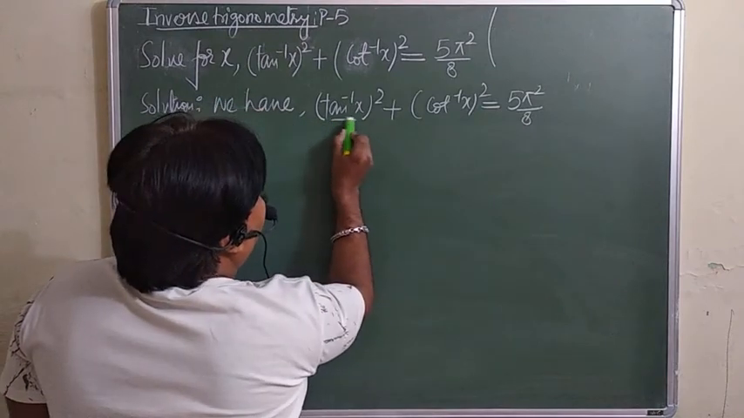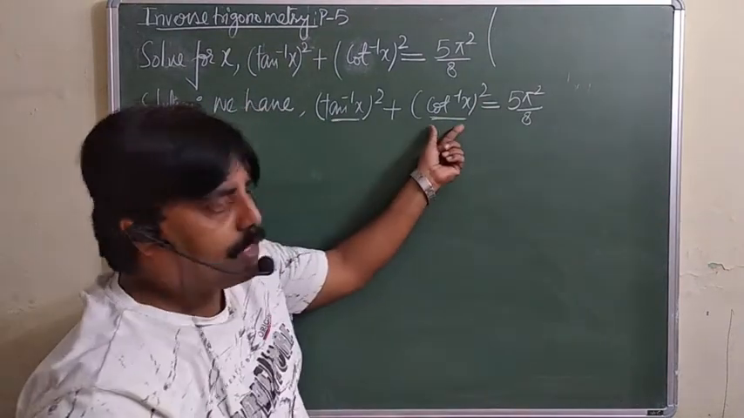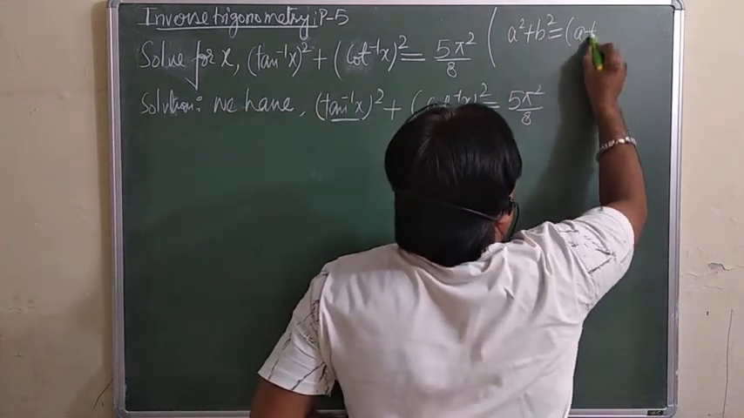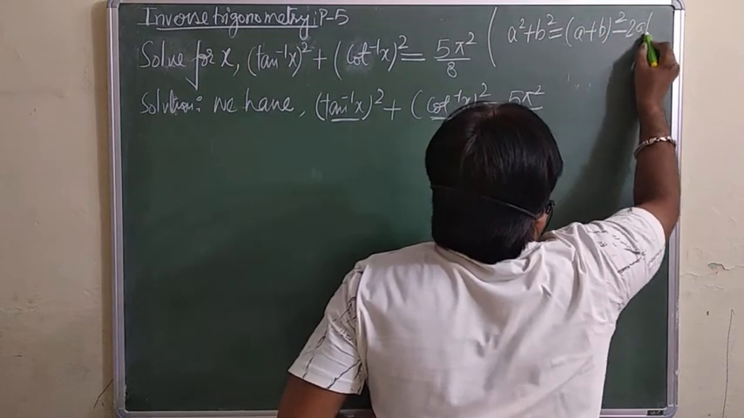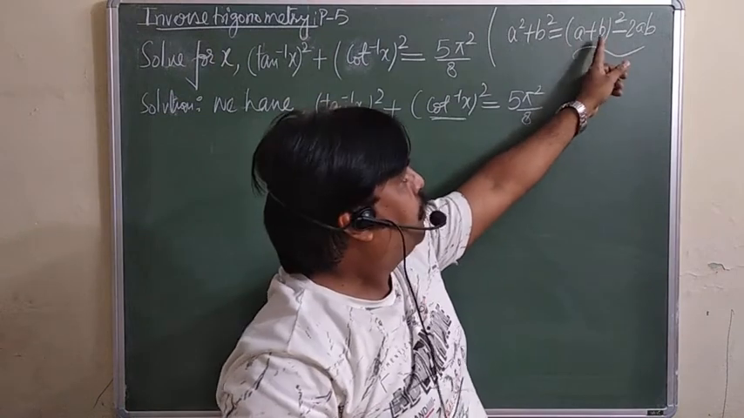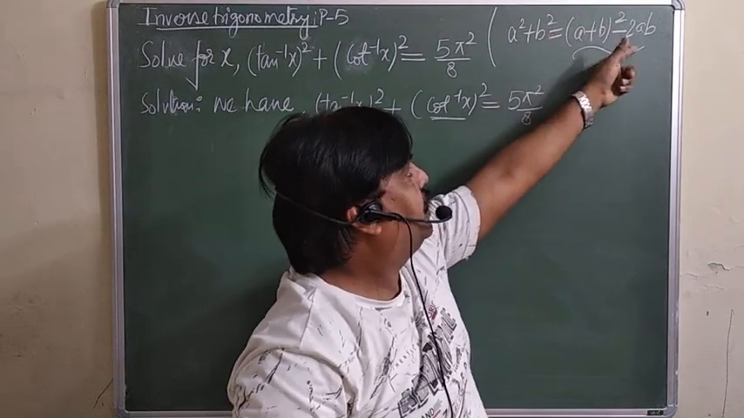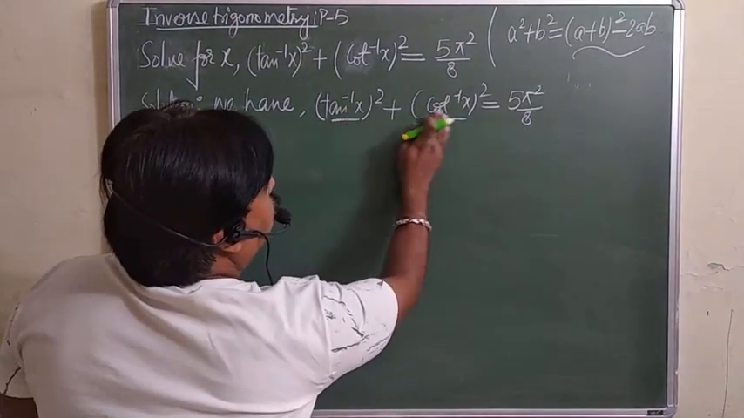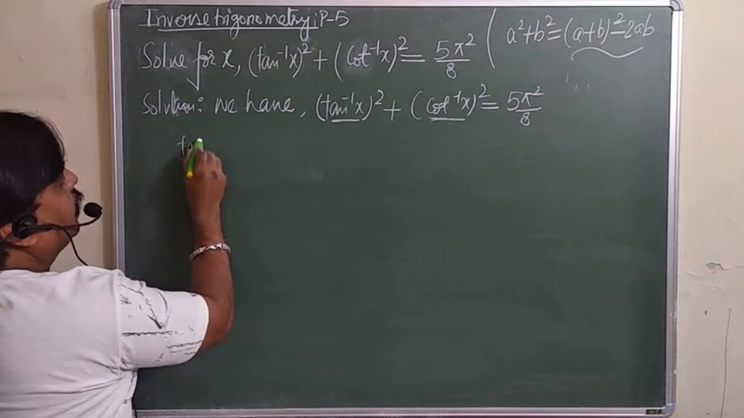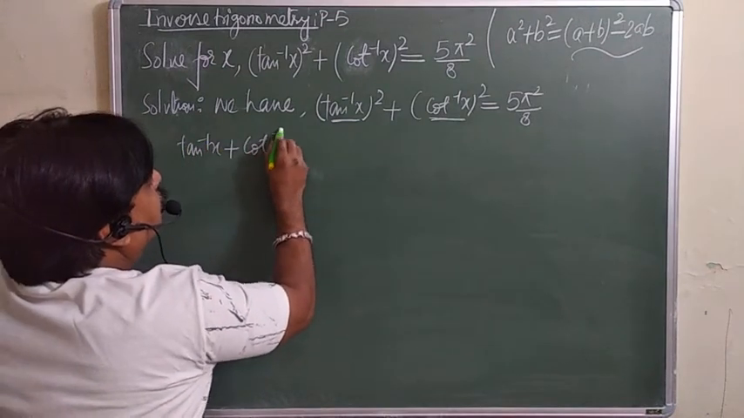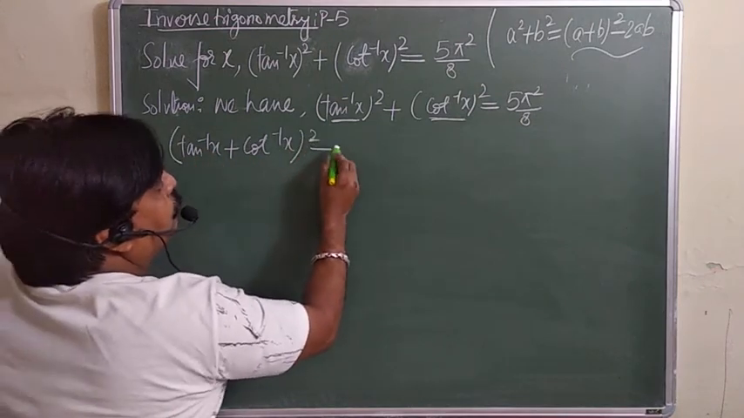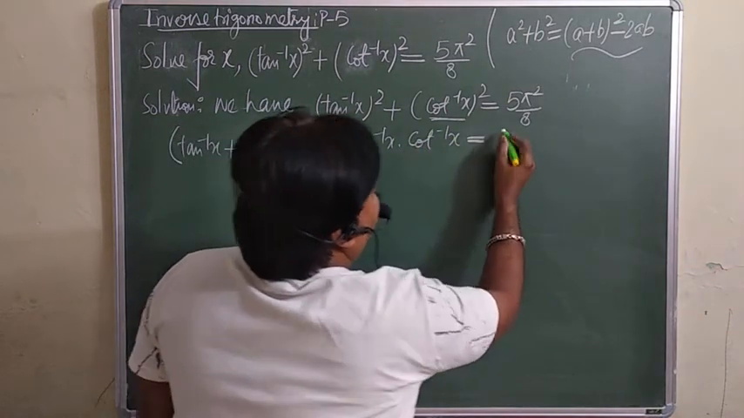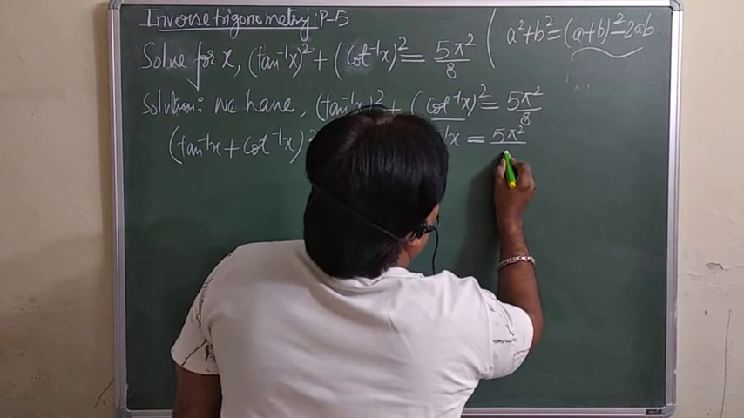Let's suppose this is your a and this is b. So this is a square plus b square. A square plus b square we can write in the form of a plus b whole square minus 2ab, because if you solve it, a square plus b square plus 2ab and minus 2ab cancel, so LHS is equal to RHS. The same we are going to apply. So in place of tan inverse x whole square plus this one, we can write tan inverse x plus cot inverse x whole square minus 2 tan inverse x into cot inverse x is equal to 5 pi square over 8.